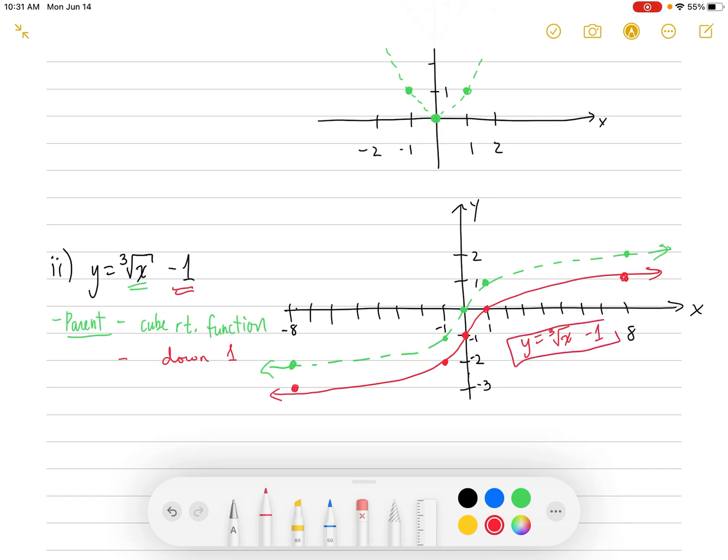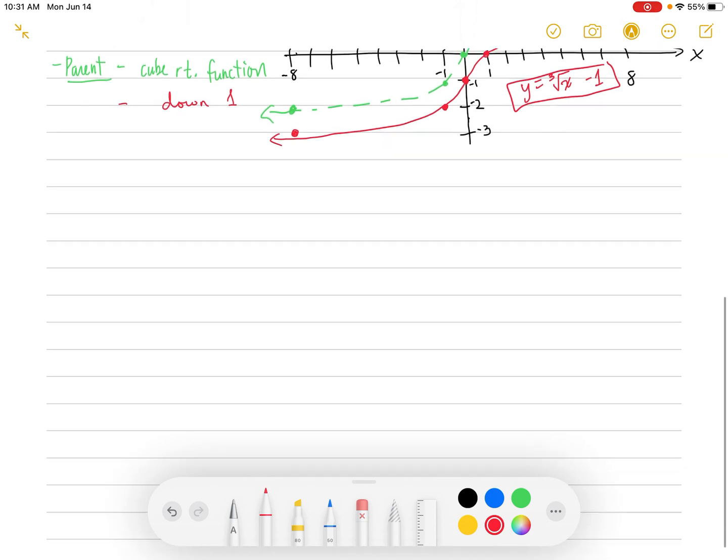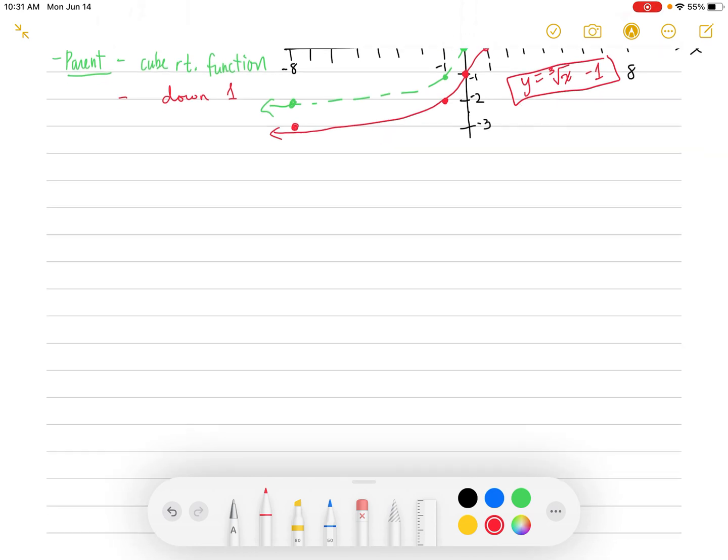So this is y equals the cube root of x, and then minus 1 outside of the house. I'm going to put a box around that one to indicate, hey, that's the final graph. That's the one that wants to be created. Okay, let's go into another example.